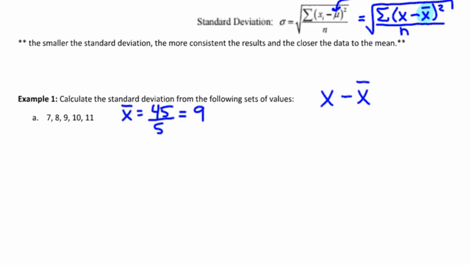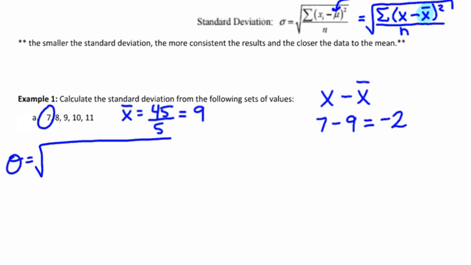For instance, let's use 7. How far away is 7 from 9? 7 minus 9 equals -2. Our data term 7 is 2 numbers less than 9, is what that's telling us. So in our formula for standard deviation, we'll have our square root. Sigma tells us we want to add up all of the deviations, so our data minus our average, squared.